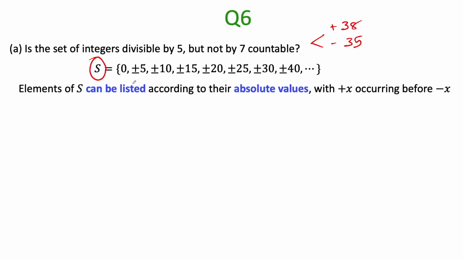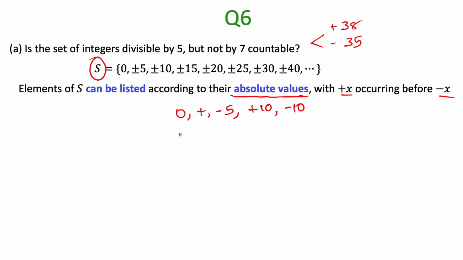It's easy to see that we can always list the elements of the set according to their absolute values. If I focus on the absolute values, then both plus x and minus x take the same absolute value x. So in the listing I will write down plus x and minus x. My listing here is 0, followed by plus 5, followed by minus 5, then plus 10 followed by minus 10, and so on.